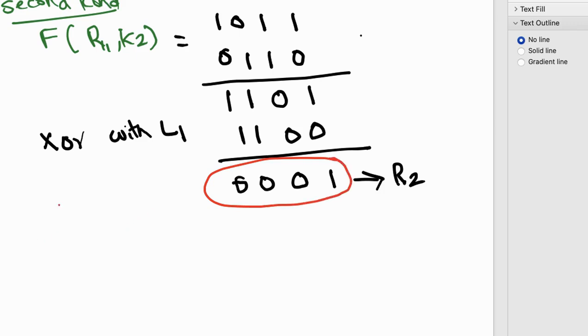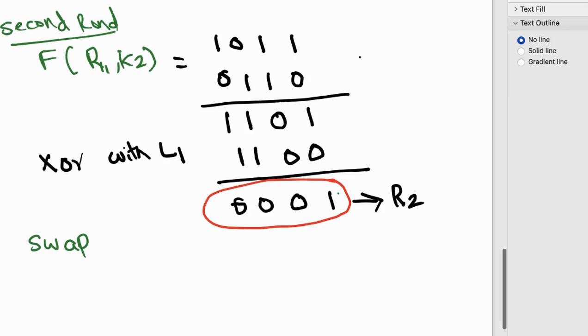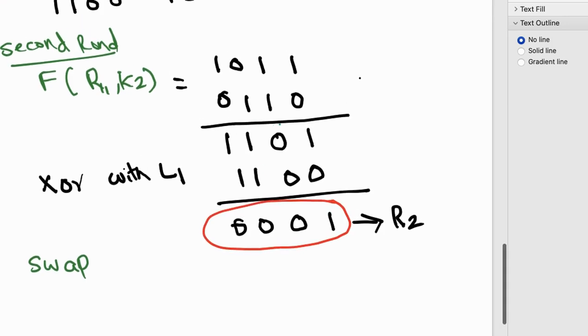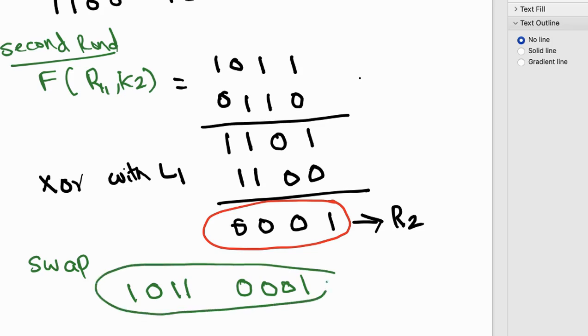Now the final step is again swapping the values. This is the new R2, and we already have R1. This R1 will be the left half. So the final digits are R1, 1 0 1 1, and R2, 0 0 0 1. This is the final cipher we got, the final 8 digits we received.